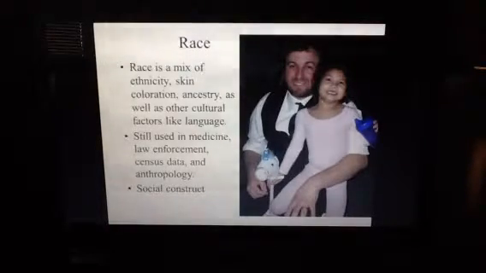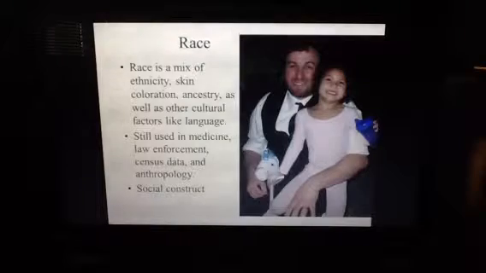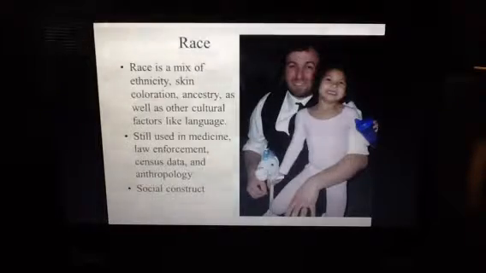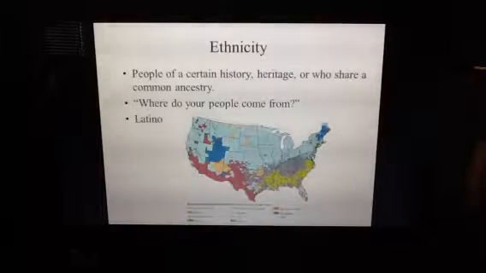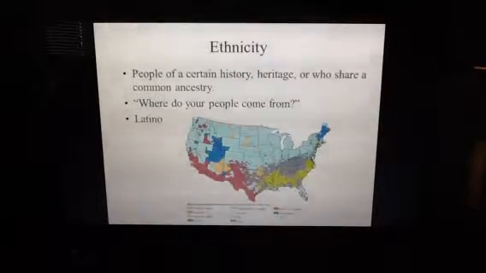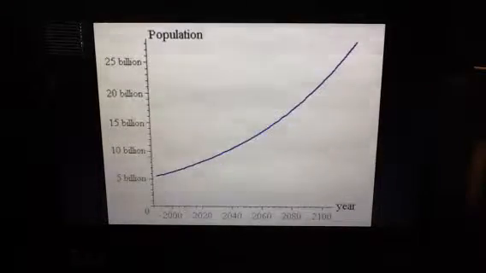Now, this is my cousin's little girl, and she's half black, half white. So what race is she? She's not really a race. She's mixed. Because race is a social construct. It's something that we create. We determine what race we are. Ethnicity is where you're from, where your people are from. Like Latino is a good example. Those are people from Latin America.